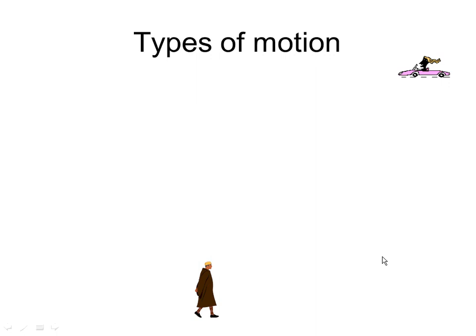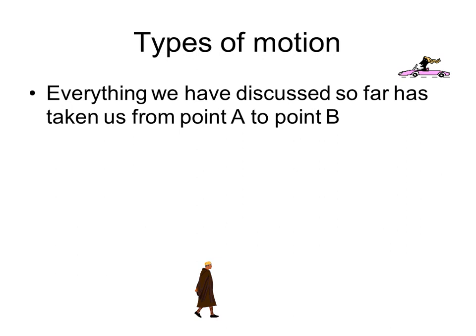Oh yes, wonderful. Okay. It's going to be focusing on different types of motion, specifically different types of velocity, yes? So, types of motion. So far, what we've been discussing is just going from point A to point B. Fancy word for that is translational.